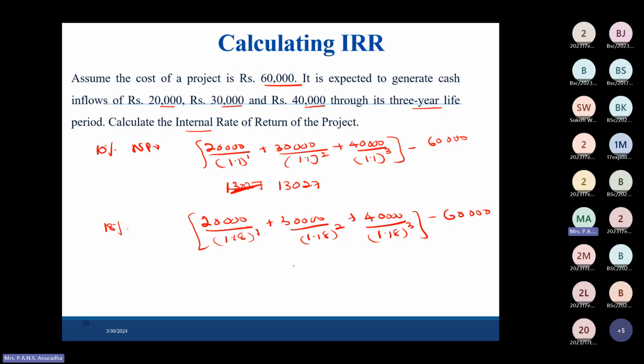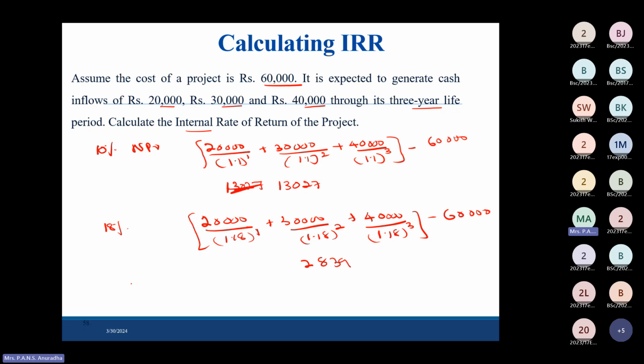$2,839.92. It's still positive. Approximately 2,839. Right. So now the NPV is positive, but the positive number is very low. If you increase further, you have to identify a negative NPV also. Now it is still positive, so therefore you can increase the discount rate further.